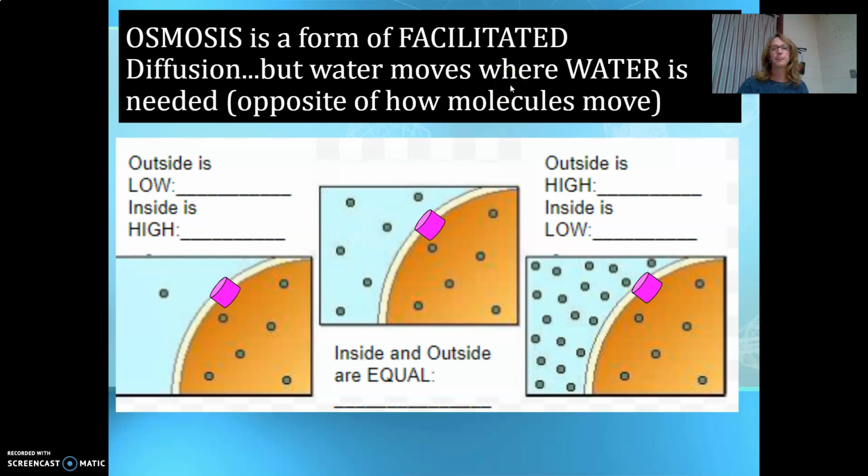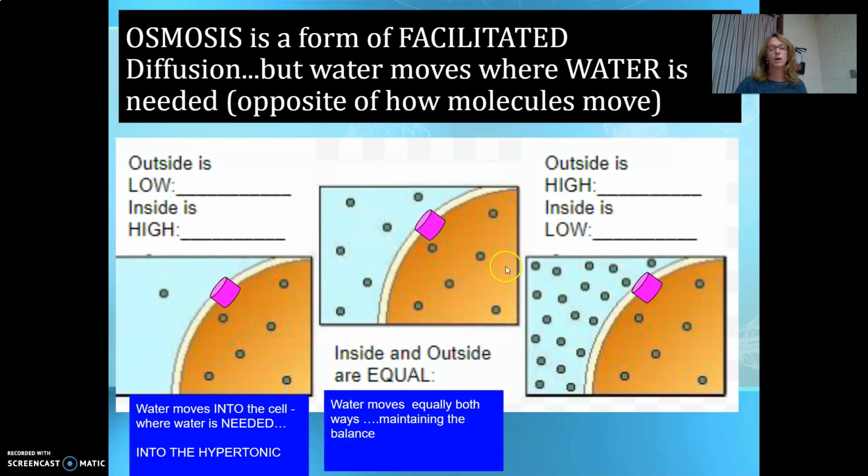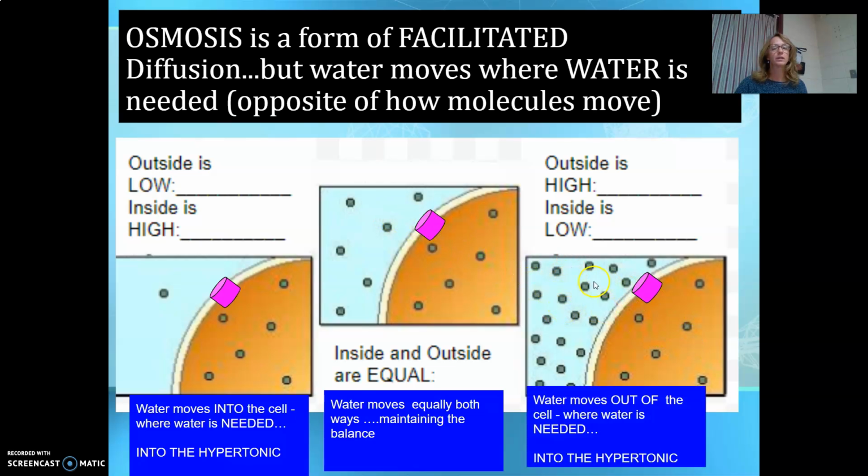So let's look at this. If this was an osmosis example, there's more stuff here, less stuff here. Okay, water is going to go into the cell. The water goes where it's needed and the particles stay. If it's even, water goes back and forth equally. I should have put the arrows here. And if there's more particles outside the cell, water goes out of the cell. So particles go where particles are low. Water goes where water is low.